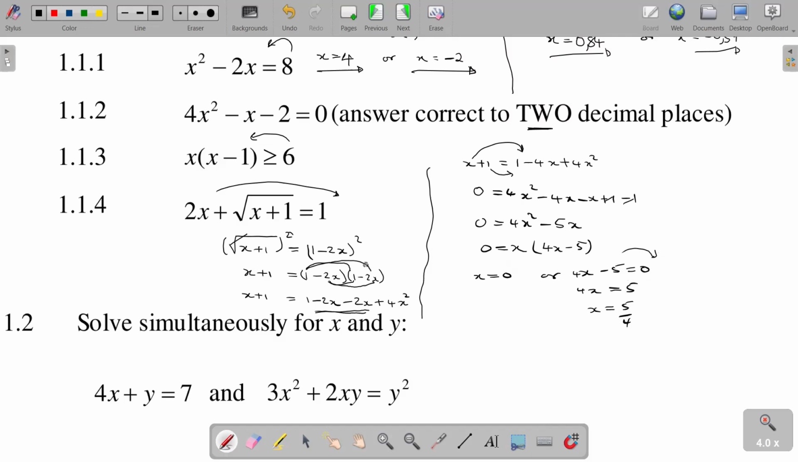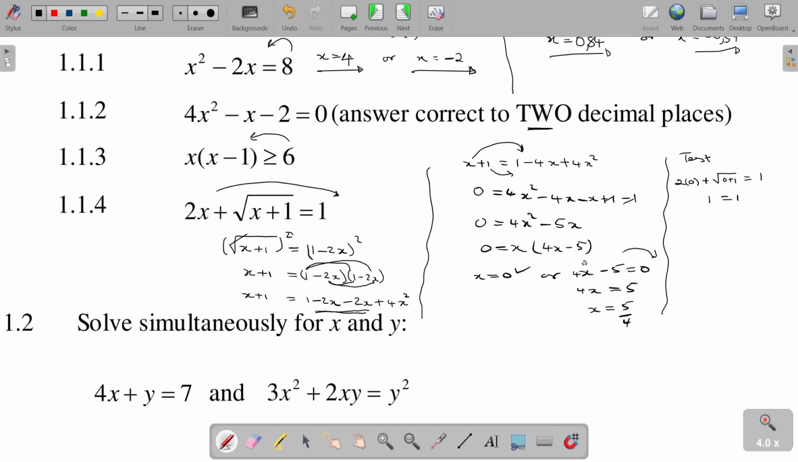But always remember, when solving equations with sets, it is very important that we test our solutions. So let's substitute 0. We want to test our solutions. Let's substitute 0 there. 2 times 0 plus the square root of 0 plus 1 equal to 1. As we can see, this side we are getting 1, which is equal to 1. So it means 0 is a solution.